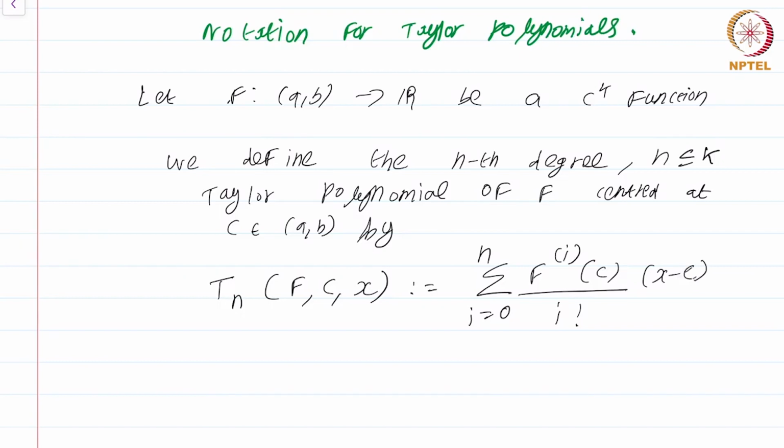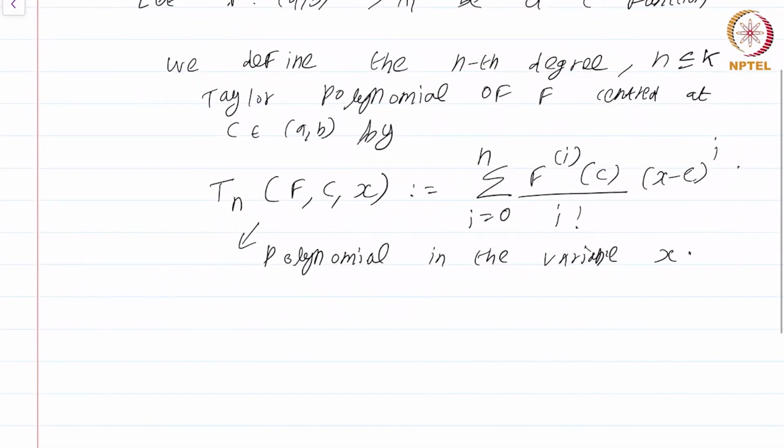Okay, so you can view this as a polynomial in the variable x. Notice also that T_0 of (f, c, x) is just f of c. This is a constant.